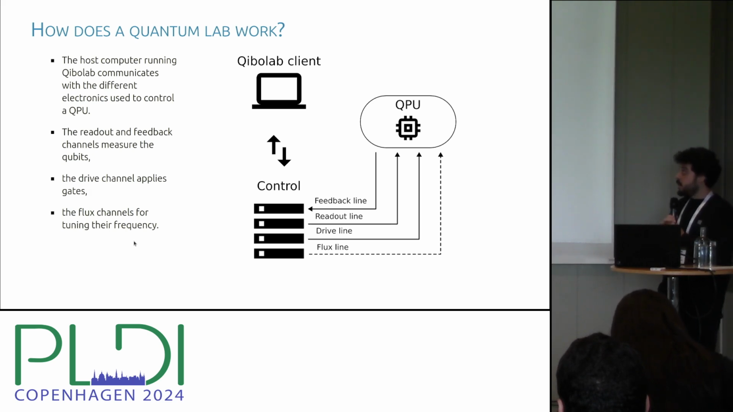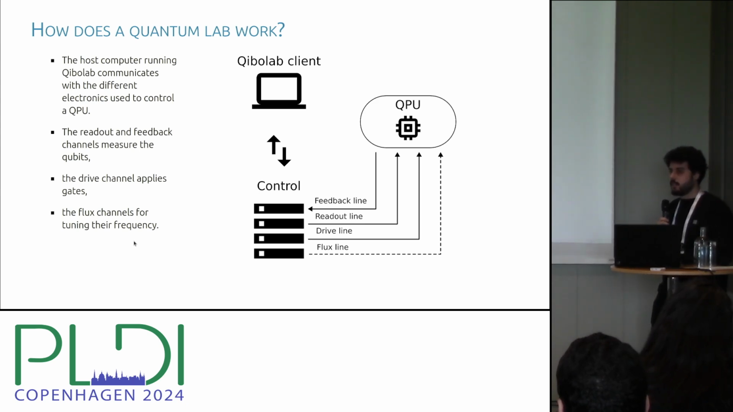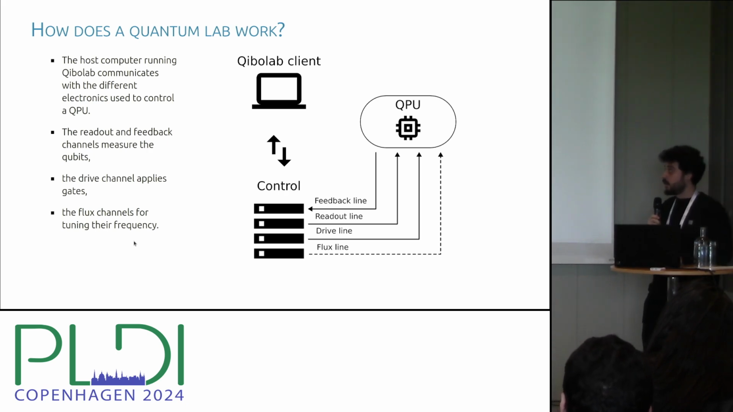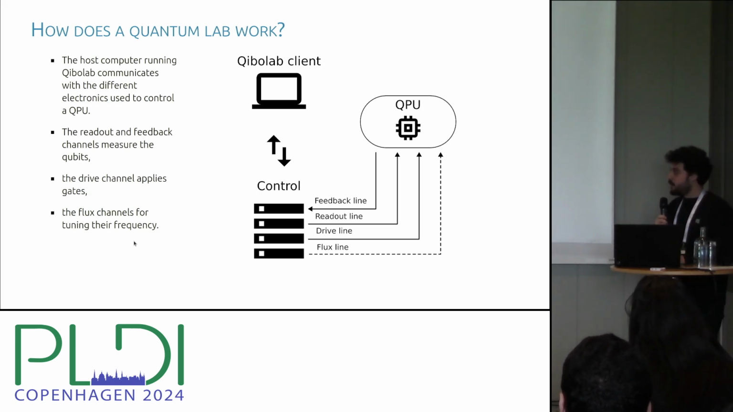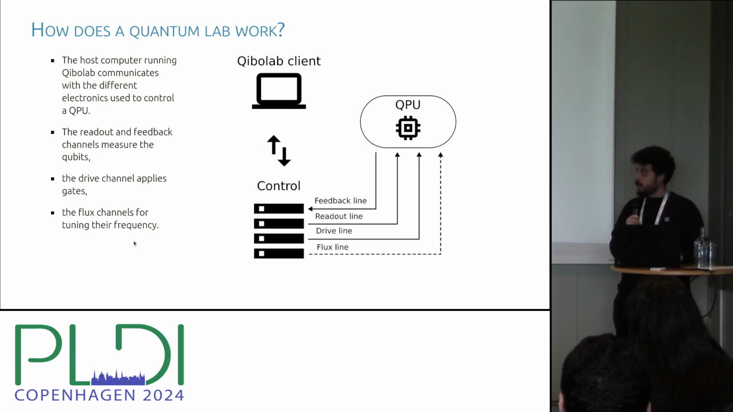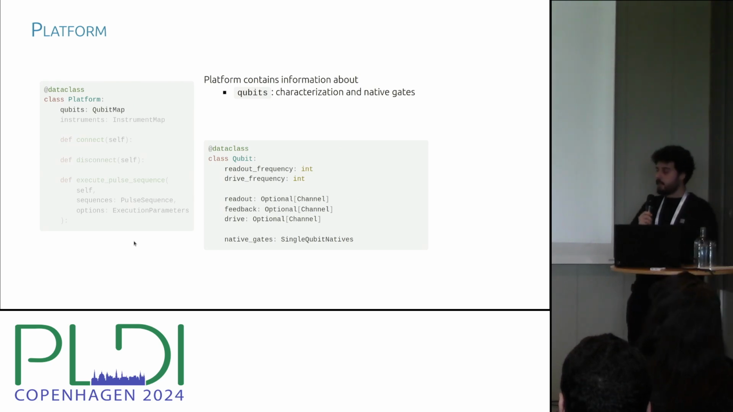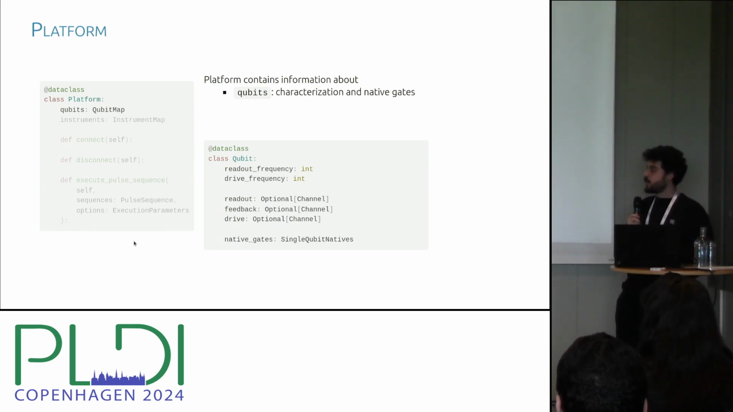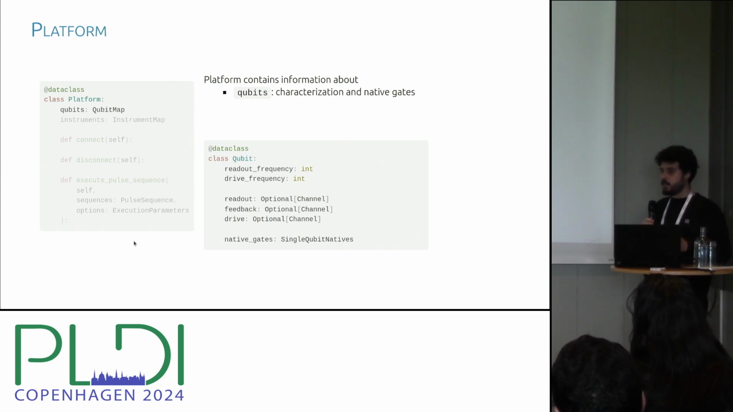In Qibolab, we want to do it in a platform agnostic way. This means that in our labs, we control several chips with electronics coming from different vendors. And this is thanks to the modularity and the abstraction of Qibolab itself. Mainly, the main concepts of the Qibolab API are the platform and the pulses. A platform consists of a specific chip that is controlled by a specific set of instruments.